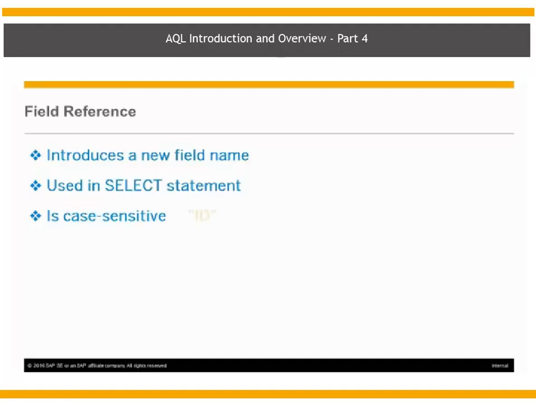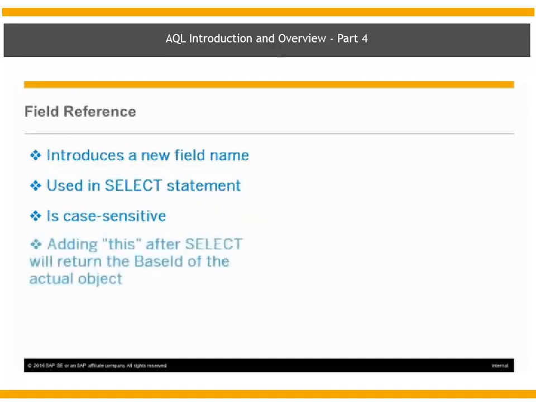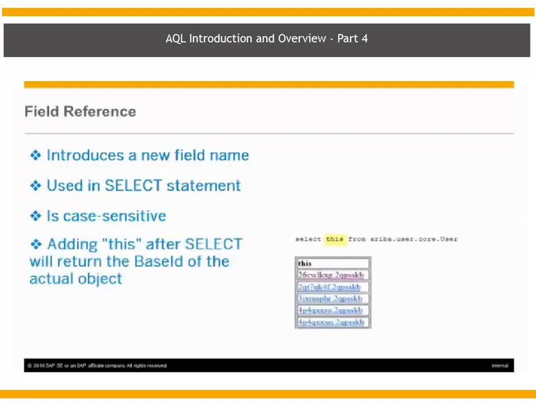For example, ID is normally spelled with a capital I and capital D, but most fields that use ID in the database will have it spelled with a capital I and lowercase d. Note that explicitly expressing the word this after select will return the base ID of the actual object, so you can click on it for further detail.